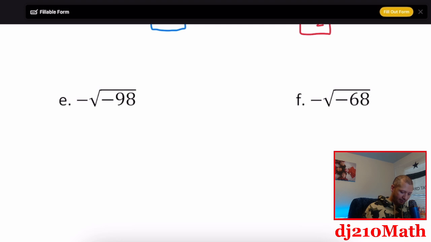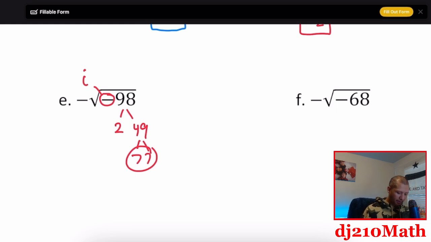Okay, negative square root of negative 98. So the negative is going to come out again as an i. So right now we have negative i in front. Okay, 98. This is 2 and 49. That's nice because 49 is 7 and 7. So the 7s come out. So negative 7 root 2, because it's single, i.